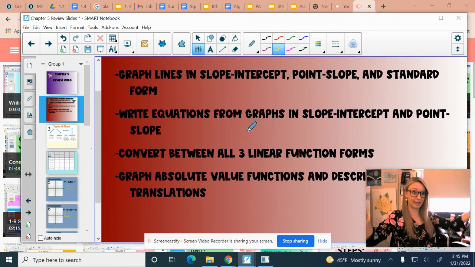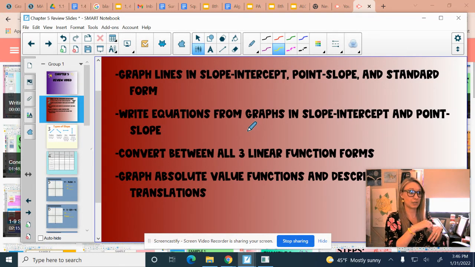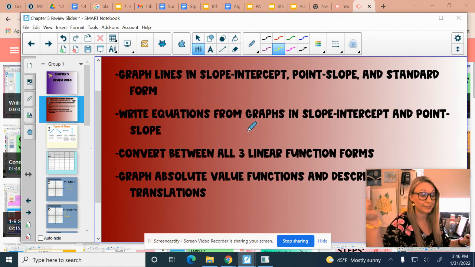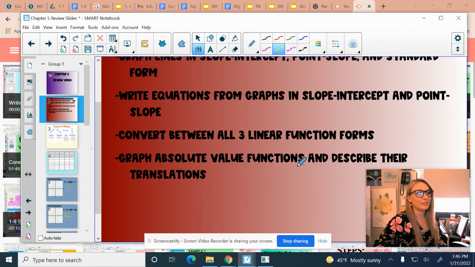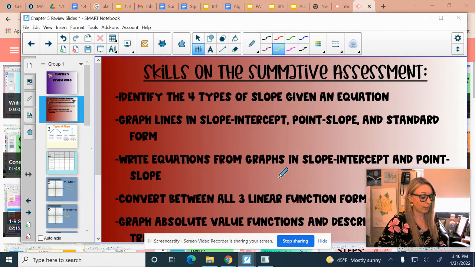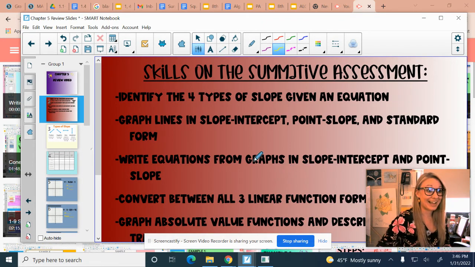You will need to look at a graph and be able to derive an equation and write it in slope-intercept and point-slope. You will have to be able to convert between all three linear function forms. Whether we give it to you in point-slope, you need to put it in standard and slope-intercept, or if we give it to you in slope-intercept, you need to put it in the other two. Lastly, probably the easiest part will be graphing absolute value functions and describing their translations. So buckle up, here we go. If you have questions about any of these skills, you better ask because this will be on your summative.